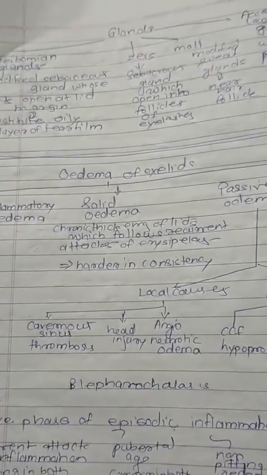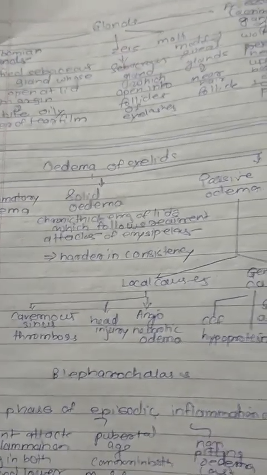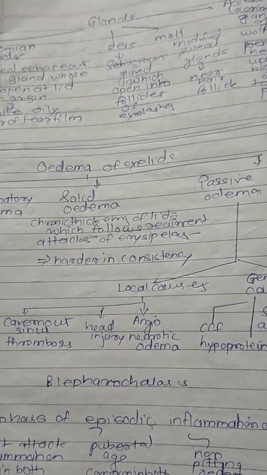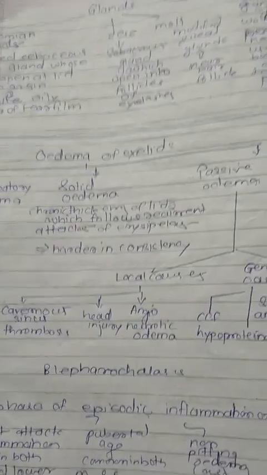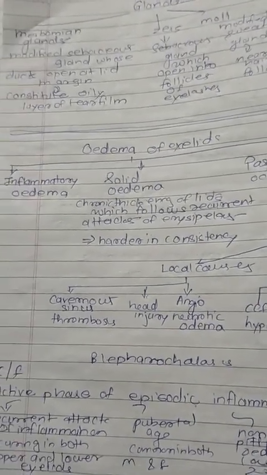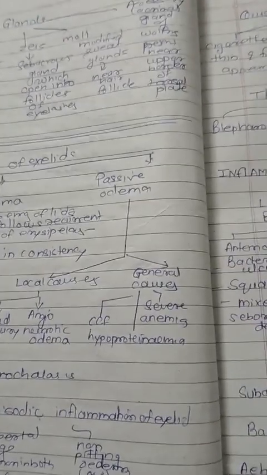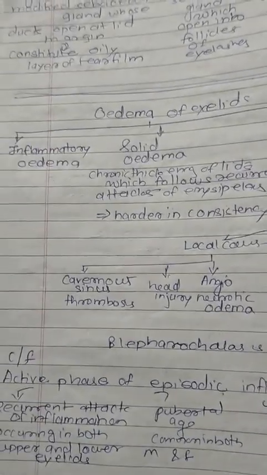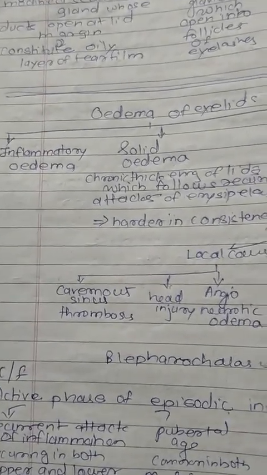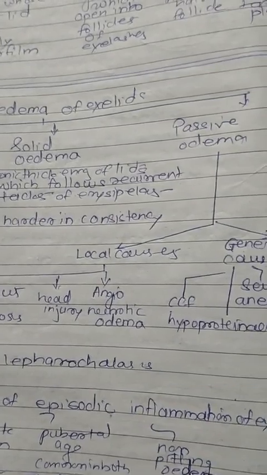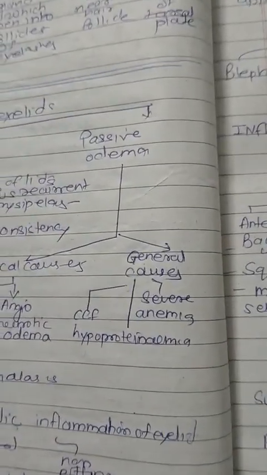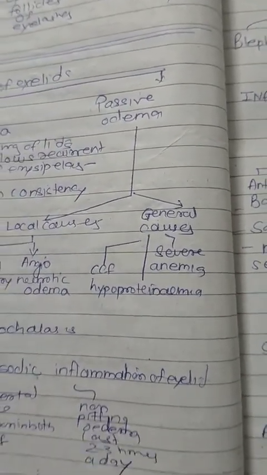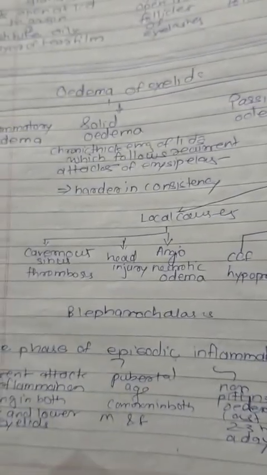Then we have solid edema, which is basically chronic thickening of lids which follows recurrent attacks of erysipelas. It's harder in consistency than the inflammatory edema. Then we have passive edema, which has local causes and general causes. In local causes, we have cavernous sinus thrombosis, head injury, and angioneurotic edema. In general causes, we have congestive cardiac failure, hypoproteinemia, and severe anemia.